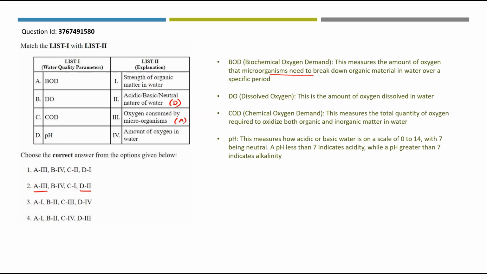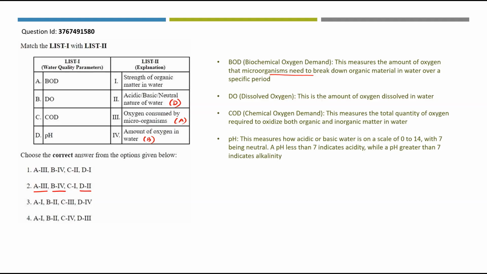Then we have DO. This is dissolved oxygen. This is the amount of oxygen dissolved in water. So this can be taken for amount of oxygen in water. B is mapping to 4. What about COD? Chemical oxygen demand.